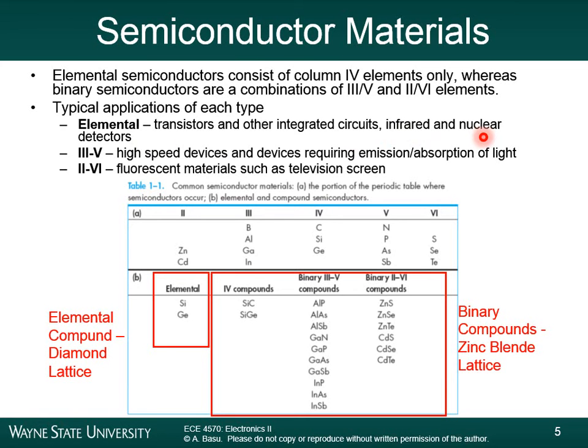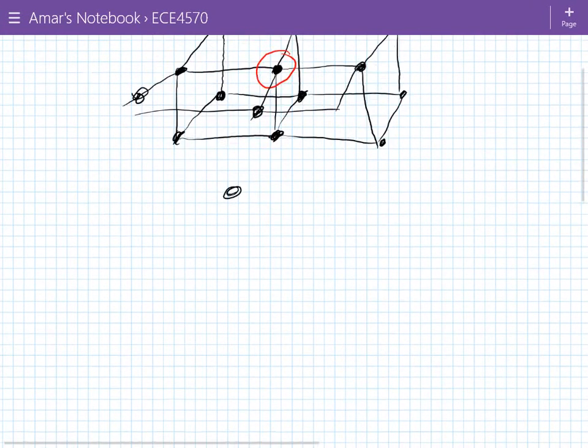So if we look at column 4 of the periodic table, this is what we find. Now, this is just a selected portion of the periodic table, but you get the idea here. Under column 4, we have carbon, silicon, and germanium. If we talk about the chemical structure of a column 4 element, we can go back to our chemistry and talk about dot diagrams. How many of you remember dot diagrams from chemistry? Okay, all right, good.